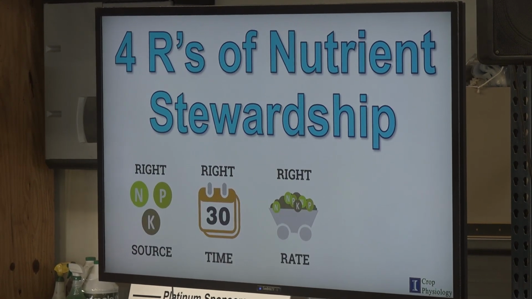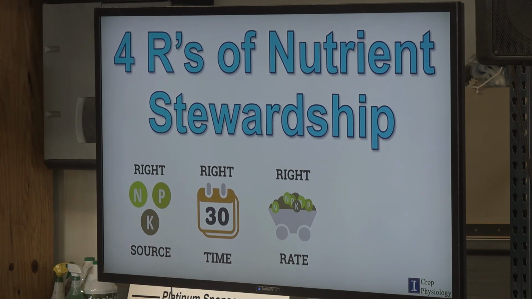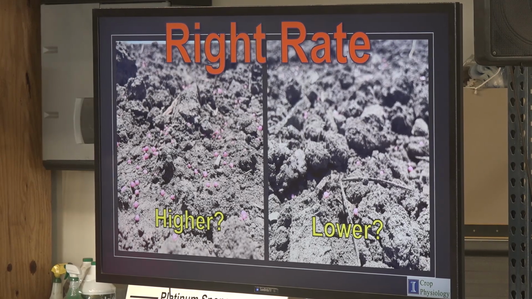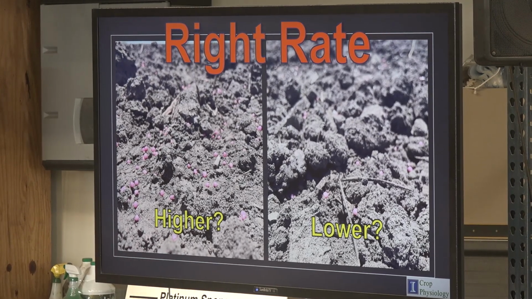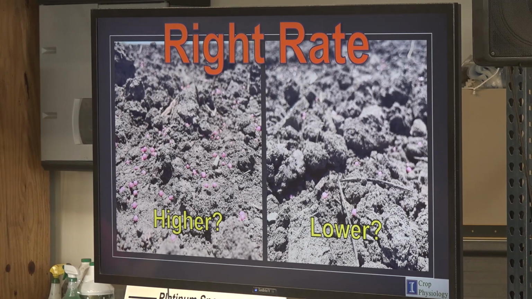And with that, we come with the right rate of fertilizer application. So, what we think is going to be better: a higher rate of fertilizer application or a lower rate of fertilizer application? For those who are not seeing, I'm not the only pink thing here.